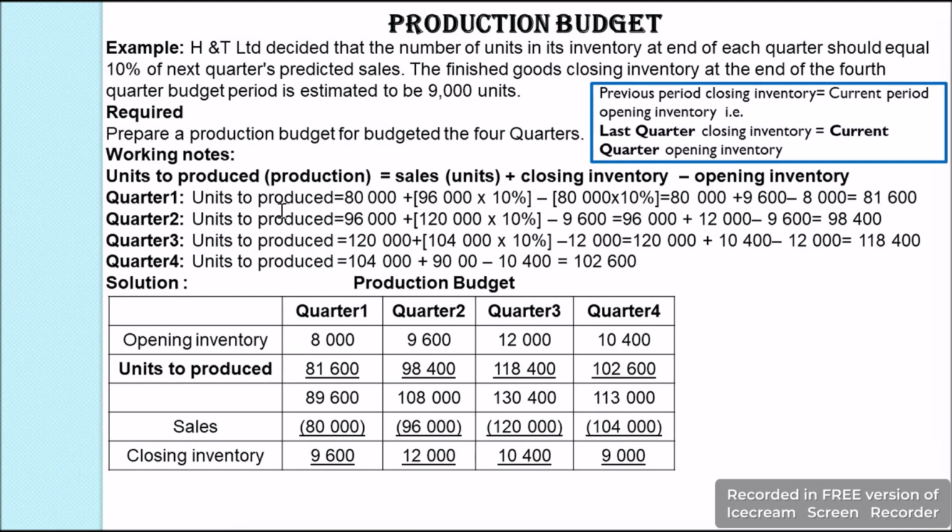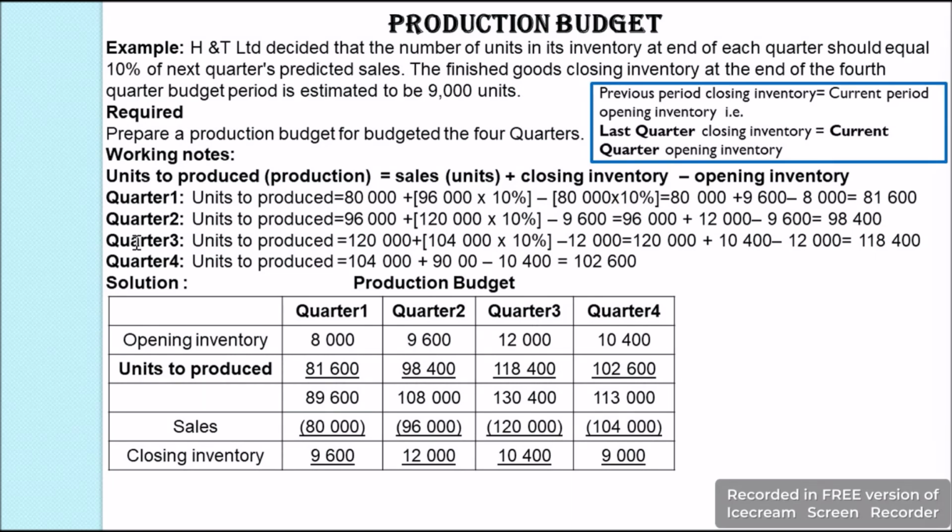In the second quarter we have sales as 96,000 units based on our sales budget, plus again the closing inventory will be the 10% of next quarter's predicted sale. Here the next quarter's predicted sale is 120,000 units times 10%, it will be 12,000 units. And now the opening inventory will be the closing inventory of the last quarter, that is 9,600. So now we have 96,000 plus 12,000 minus 9,600, which will be equal to 98,400 units.